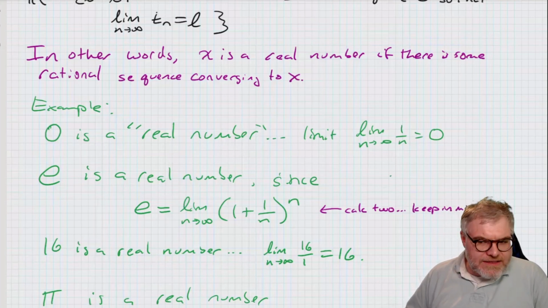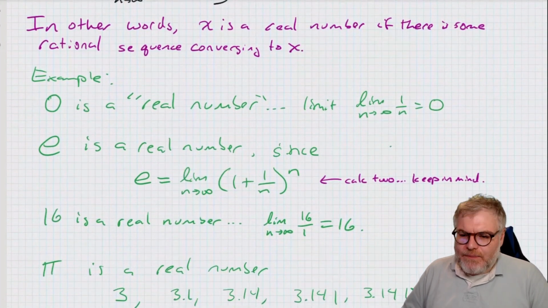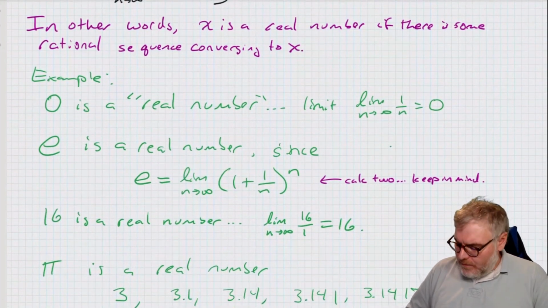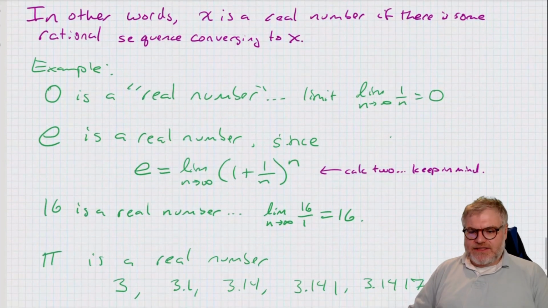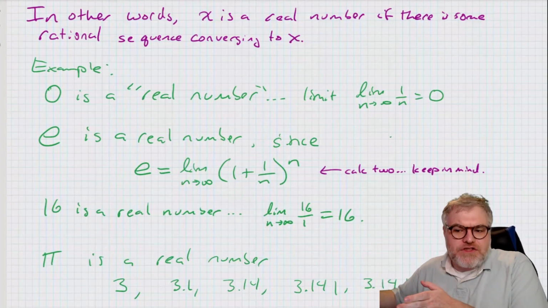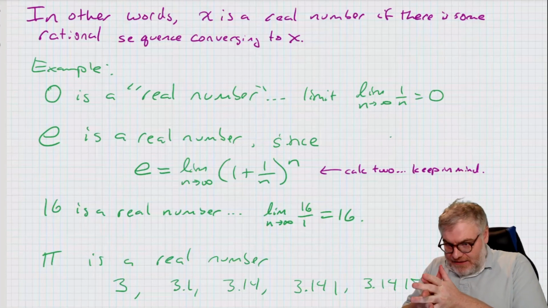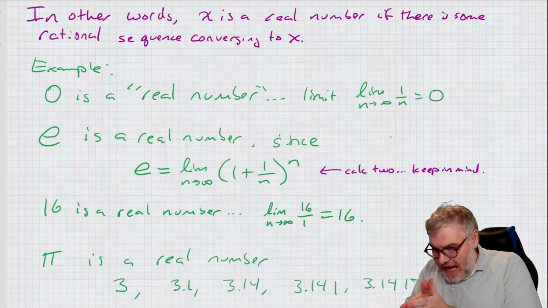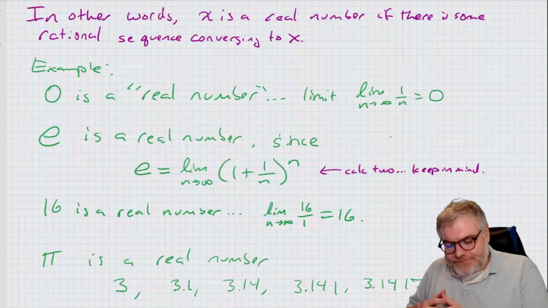There are a couple ways to see this. So look at the sequence 3.1, 3.14, 3.141, 3.1417. That is a sequence. Each one of these is a rational number. This is a sequence where, if I keep adding on digits of pi, it'll never repeat, and I'll never actually end. But the limit of that sequence is pi.